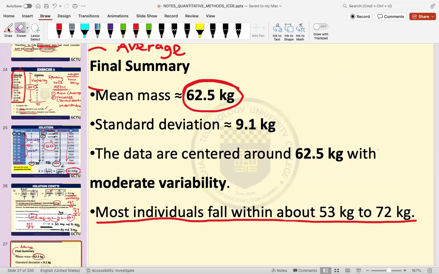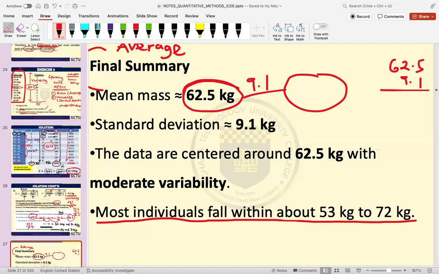That will be my last statement. This is what I did. When I was coming here, I told you the variability is 9.1. So we just add 9.1 to 62.5. 62.5 plus 9.1, you have 71.6. If you approximate it to the nearest whole number, you have 72. So let's put 72 here like this.